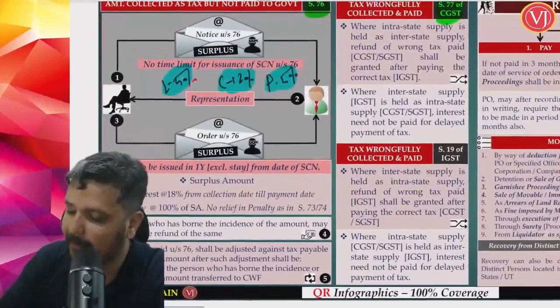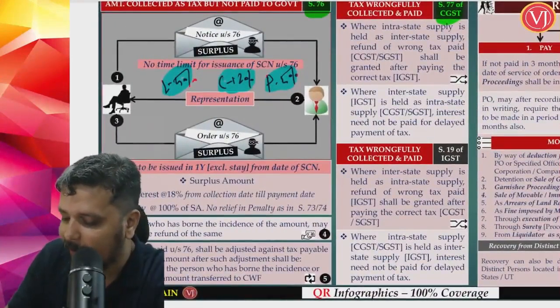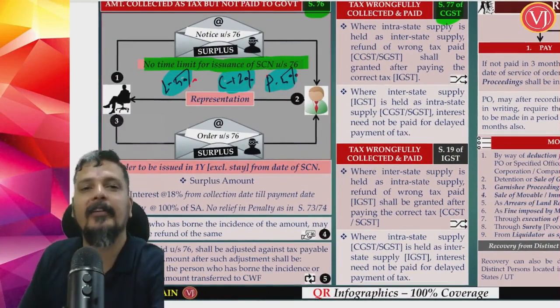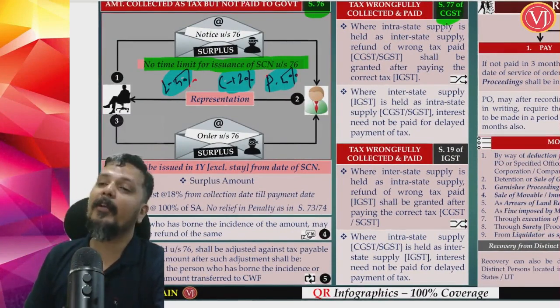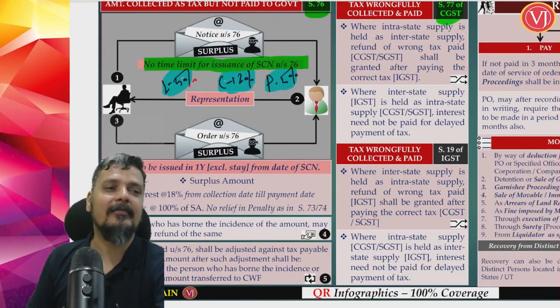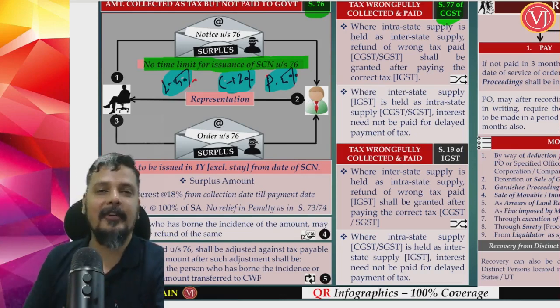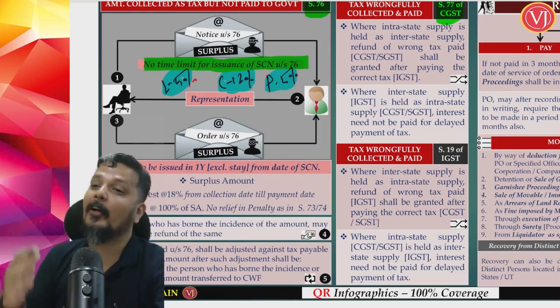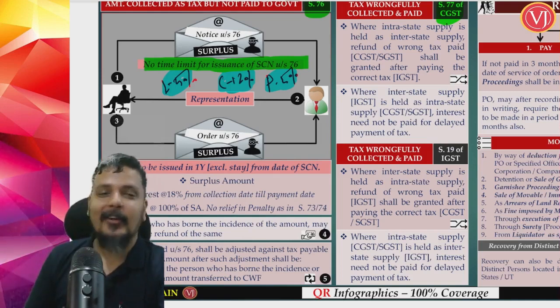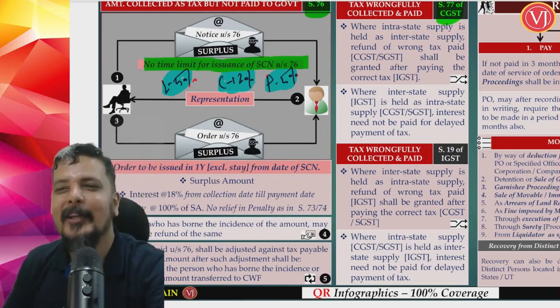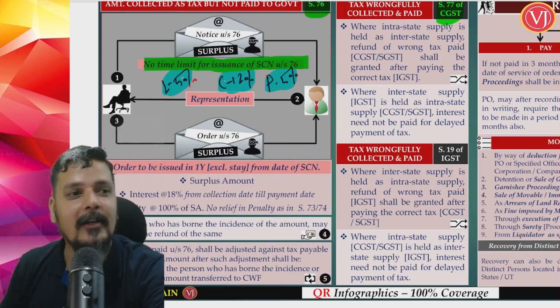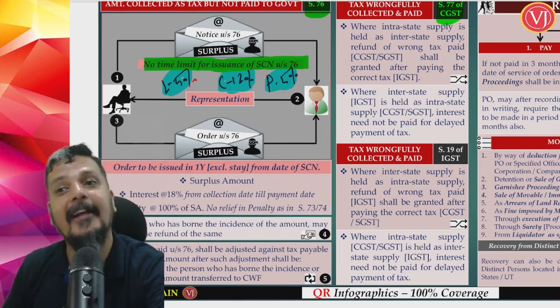Now for the surplus amount, you need to understand that there is no time limit for giving notice under section 76. This notice can be given after 3 years, 5 years, 10 years, 12 years, 20 years. You cannot at times celebrate in front of the officer telling that I have cheated a lot of customers. Now you cannot do anything because 5 years has gone. Now officer will tell, okay, tell me the story, what you have done. No, you wanted 5%, I paid you 5%, but I collected 12.